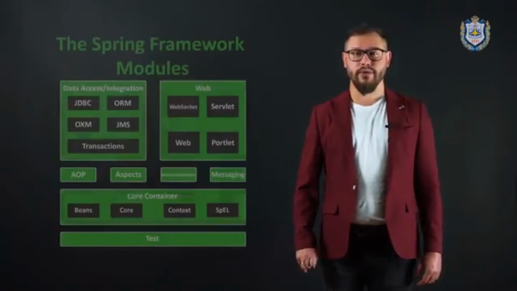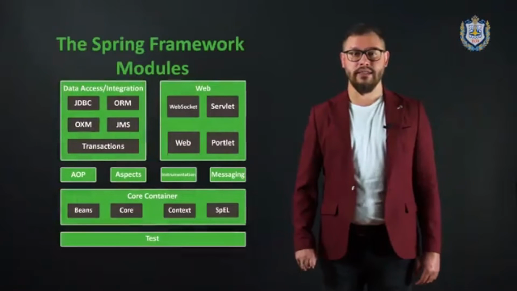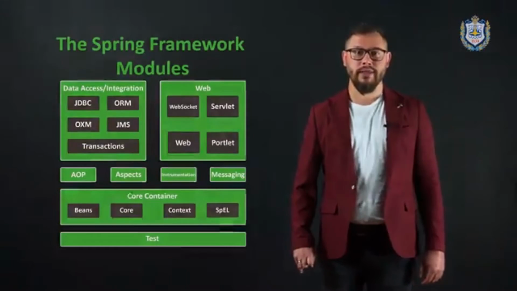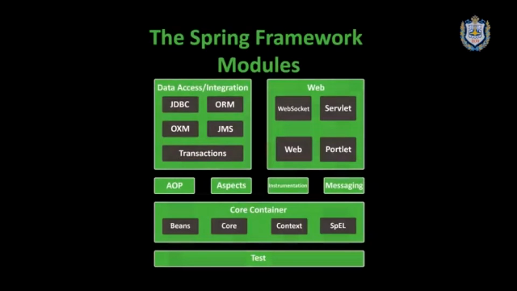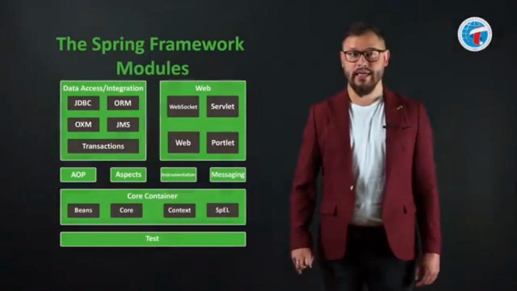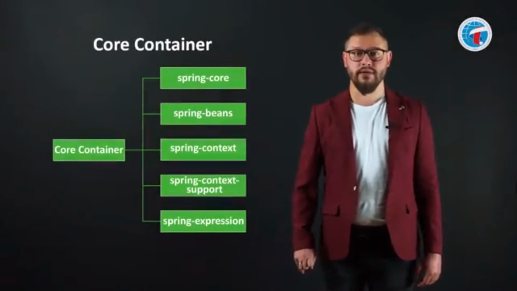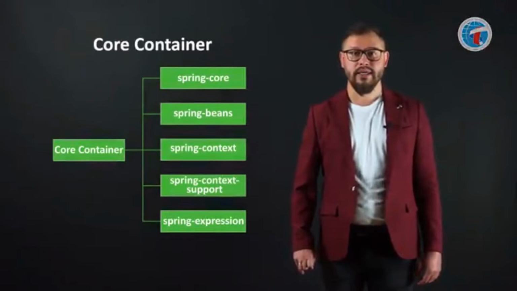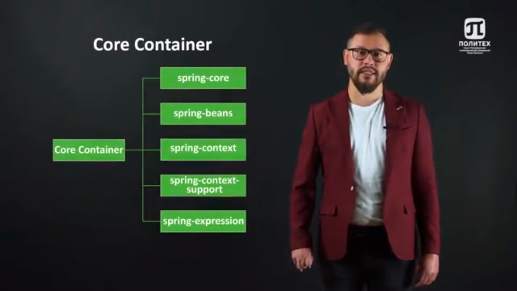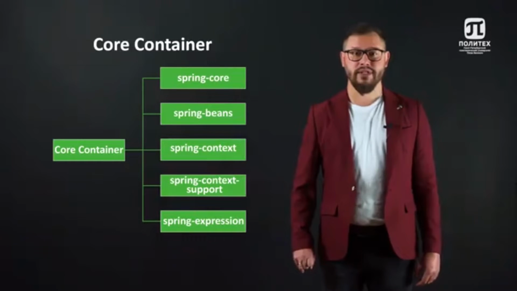The Spring Framework consists of features organized into about 20 modules. These modules are grouped into core container, data access integration, web, AOP, instrumentation, messaging, and test, as shown in the following diagram. The core container consists of the Spring Core, Spring Beans, Spring Context, Context Support, and Spring Expression modules.